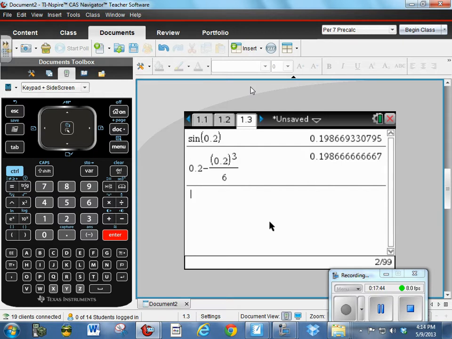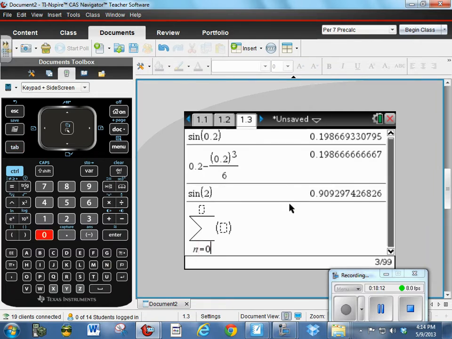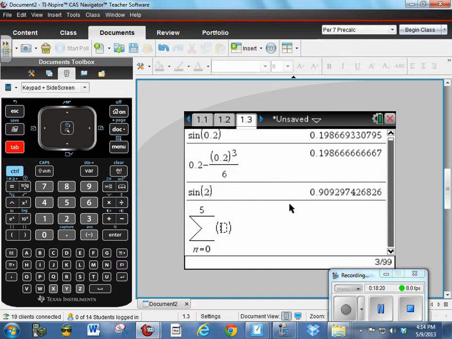Now the next one says, what about trying sine of 2? So if I do sine of 2, I get 0.90929. Well, let's try our little trick that we did with the sigma notation. Rather than typing in term after term, let's do a little shortcut here. Let's put in what we need: n from 0. I don't know, let's start with maybe 5 terms and see how 5 terms does.